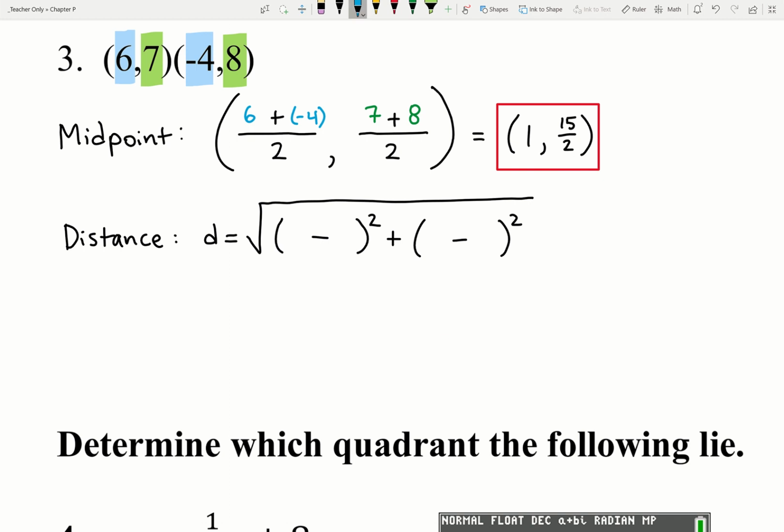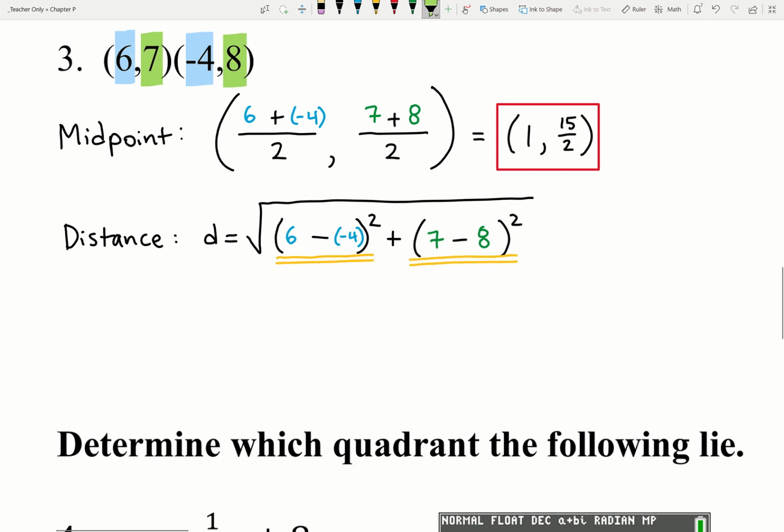Now moving on to distance. Again, same process as before. We're going to go ahead and do the difference of my x-coordinates here. So I have blue x-coordinates of 6 and -4. And then I have my green y-coordinates of 7 and 8. Okay, so when I do this, again, if you can do this mentally, it's going to be a lot quicker, and it's going to minimize mistakes for you. So let's go ahead and take a look at that.